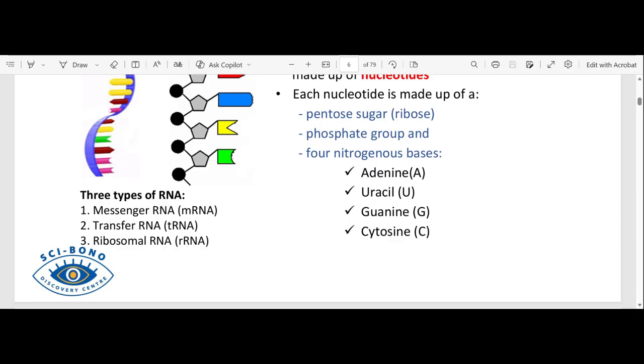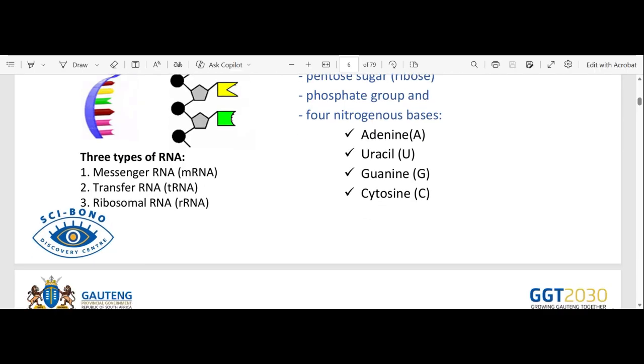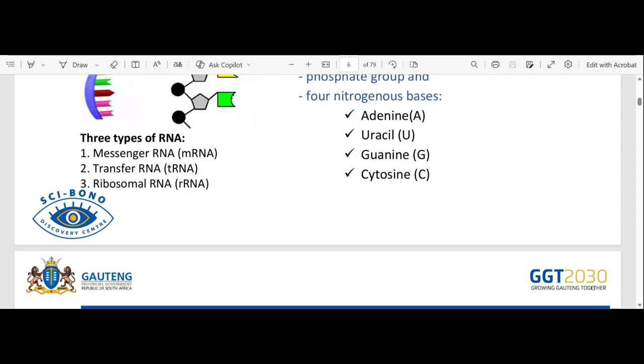And by now I'm sure you should understand the pairing of bases: adenine pairs with uracil and guanine pairs with cytosine. Now let's look at three types of RNAs. The first RNA we have is messenger RNA, or you can say mRNA.